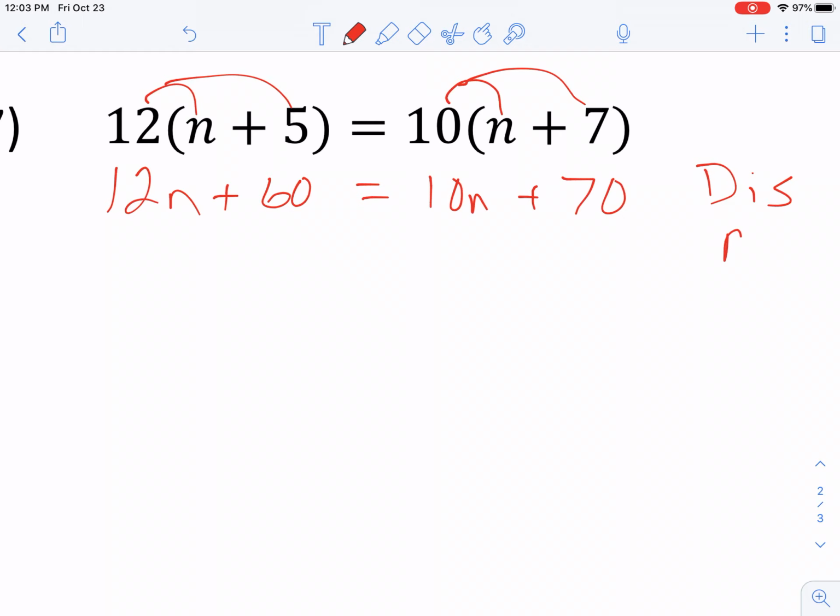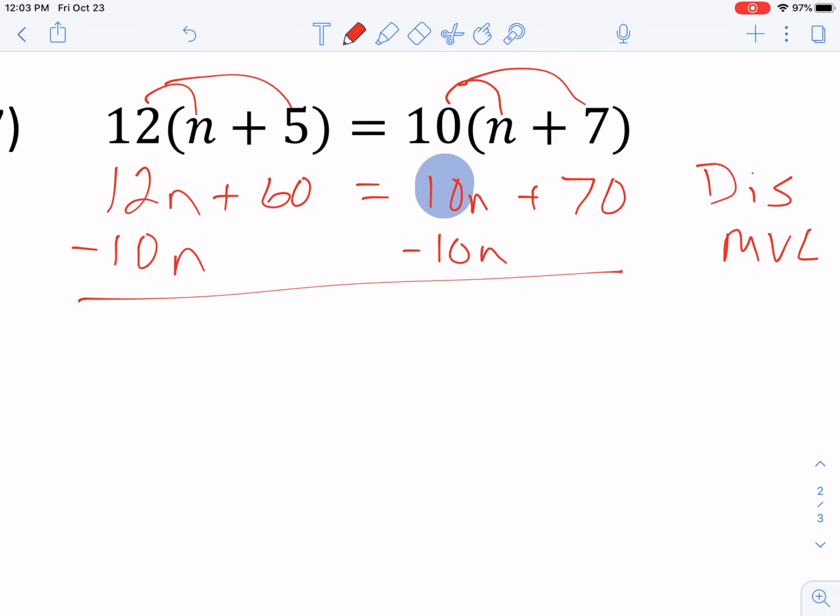I then want to move the variable to the left again. And so I want to get rid of the 10n, so I'm going to subtract 10n on both sides. And I'm going to get 2n plus 60 comes down. The 10's cancel, and then 70 drops down. I don't need the plus sign because it's positive.